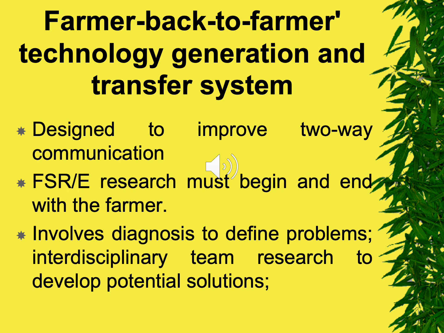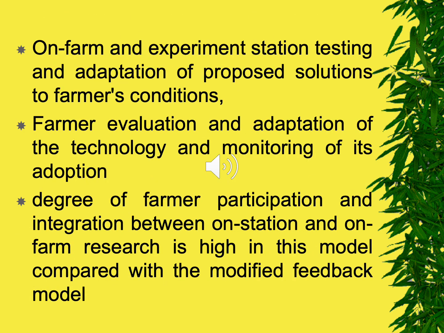It involves diagnosis to define problems, and interdisciplinary team research to develop potential solutions. In this model, we have on-farm and experimental station testing, adaptation of the proposed solution to farmers' conditions, and then farmers' evaluation and adaptation of the technology and monitoring of its adoption. And it also has a degree of farmer participation and integration between on-station and on-farm research. This component is very high in this model if we compare it with the modified feedback model.